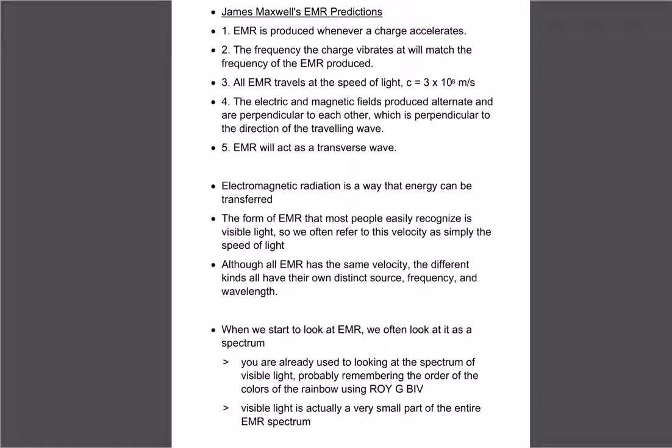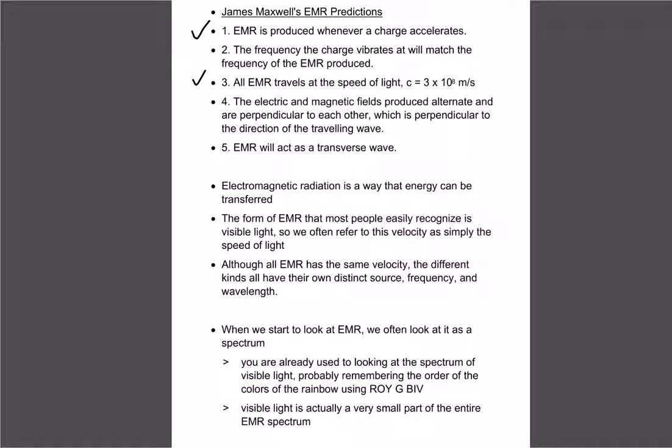So Maxwell came up with five key ideas, and they were later proven. He predicted that we would get EMR anytime we have a charge accelerating, which we did on the last page. Then he said whatever frequency these charges vibrate at, so let's imagine an electron vibrating back and forth, that would also match the frequency of the EMR, which makes sense. Probably another key one is that he figured out that all EMR travels at the speed of light.